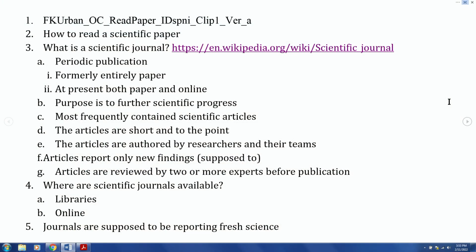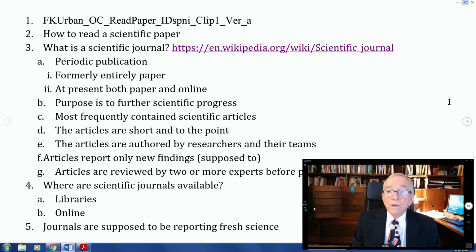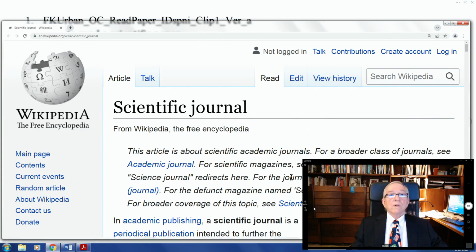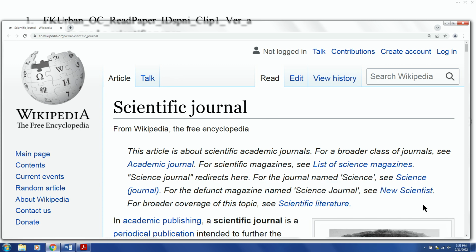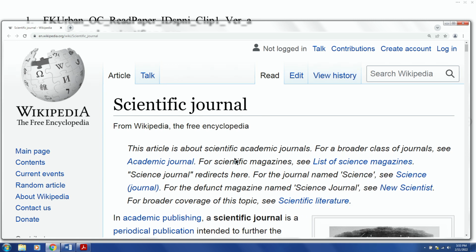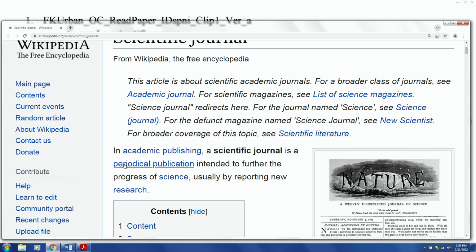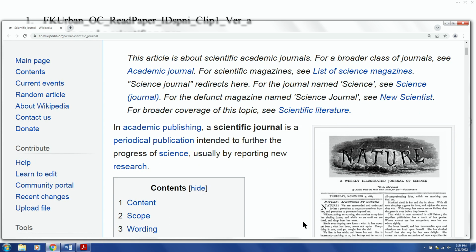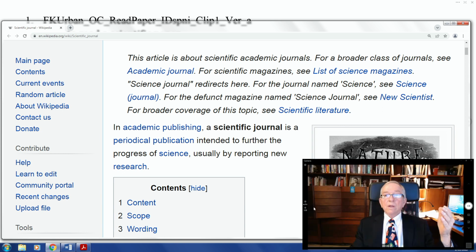So, how do you read a paper? And what is a paper? A scientific paper is in a scientific journal. Well, it's fair enough to ask what a scientific journal is, don't you think? Let's see what Wikipedia calls it. Wikipedia says a scientific journal is a periodical, meaning it is published periodically, and intended to further the progress of science. Okay. And that can be in a very wide range of different fields.